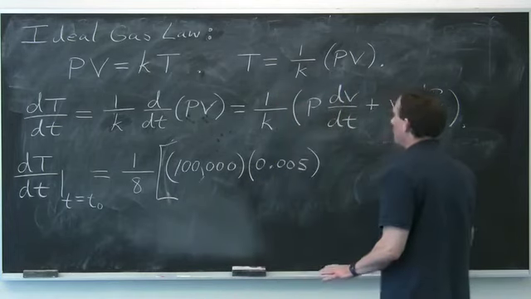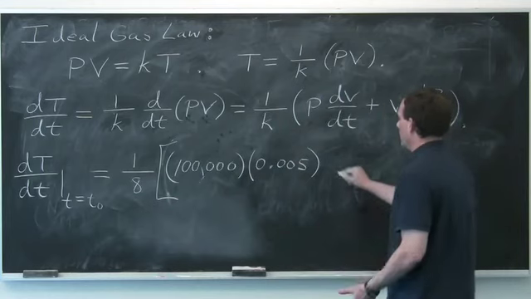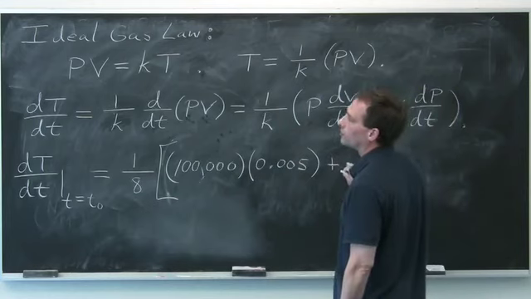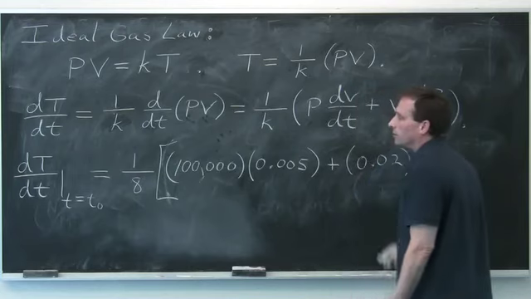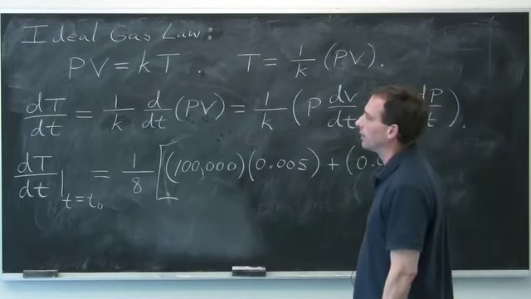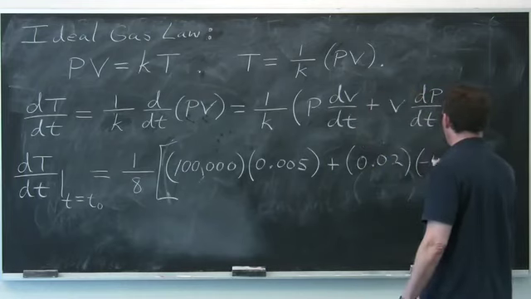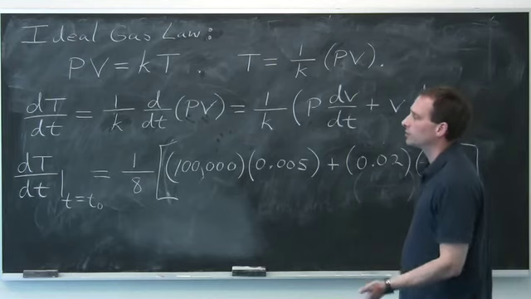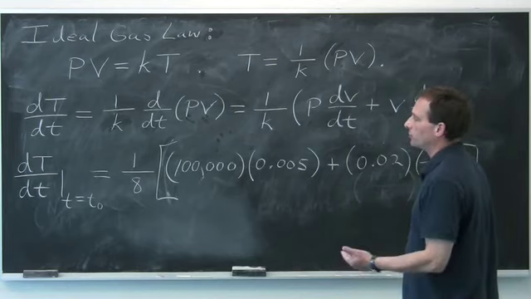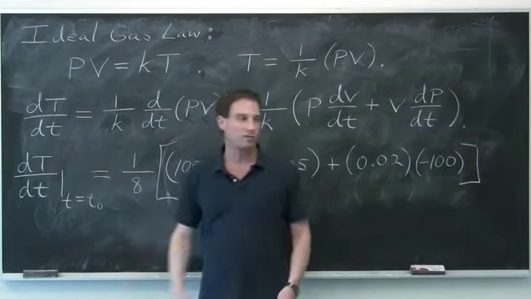This is only at time t naught. If we were asked for the rate of change of the temperature at any other time, we wouldn't have the data for that. Plus the volume at time t naught, 0.02, times dP/dt at time t naught, which is minus 100. And the units on this are just kelvins divided by seconds, kelvins per second.